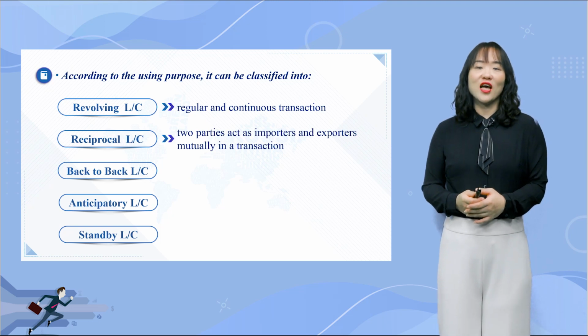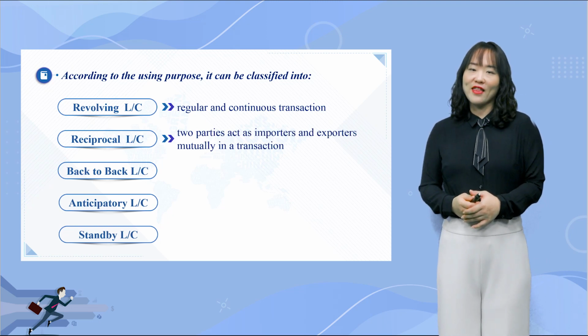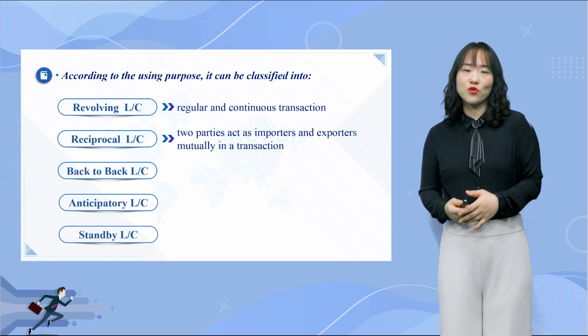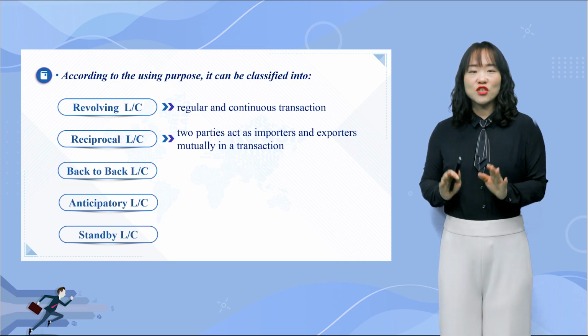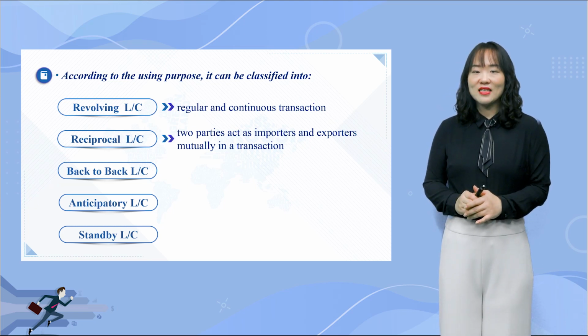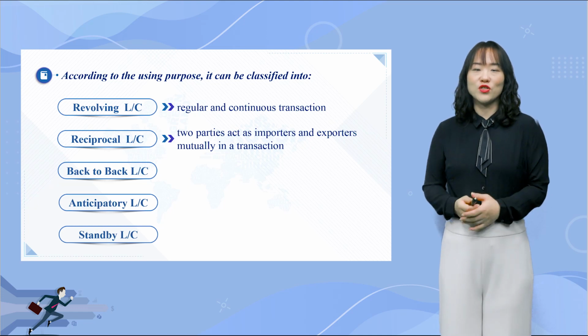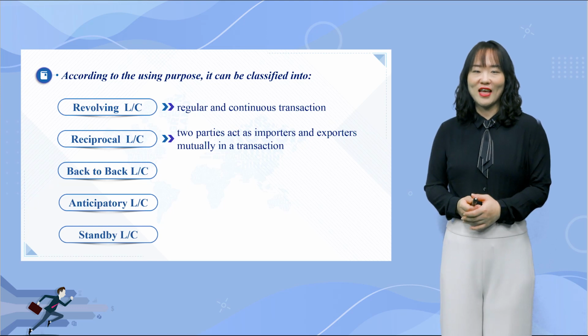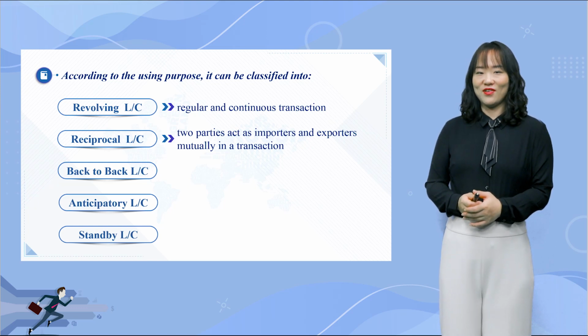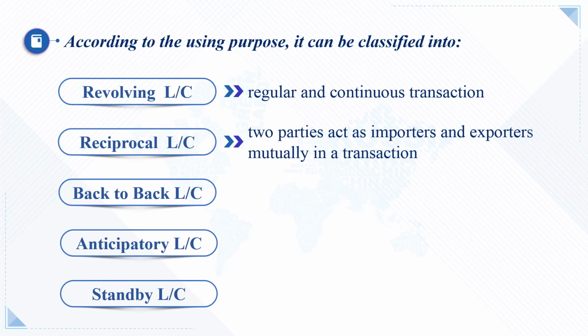When the two parties conclude a transaction in which they act as importers and exporters mutually, and the trades are related and equal or almost equal, the two parties open letters of credit in favor of each other, so the two LCs are conditioned on each other. This type of LC is often used in barter trade, compensation trade, processing trade, etc.